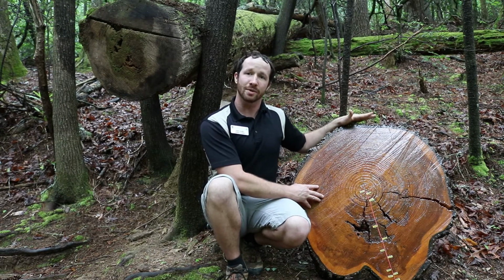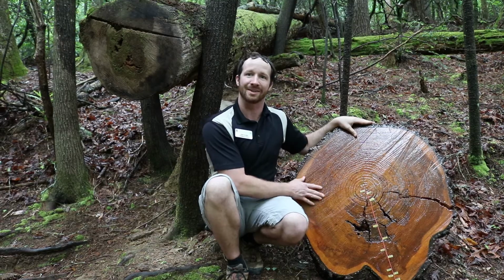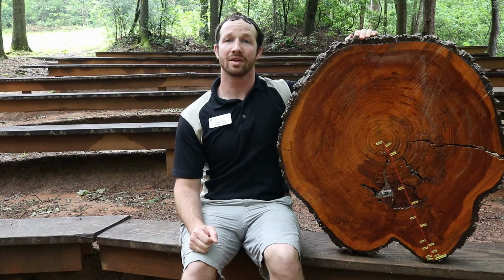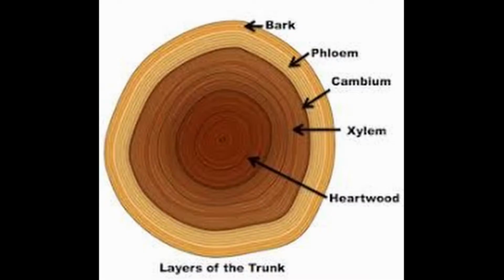So let's take a closer look at the components that make up our tree. So let's take a look at the parts of the tree. In the middle, we have our heartwood, which is the strongest part of the tree and provides structural support. As we're moving further away, we have our xylem, which carries water from the roots to the rest of the tree. And then we have our phloem, which carries nutrients from the leaves to the tree. And each year, the cambium provides more growth layer and layers of phloem and xylem.